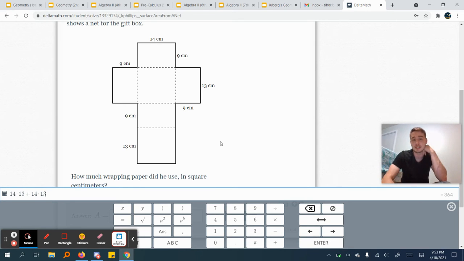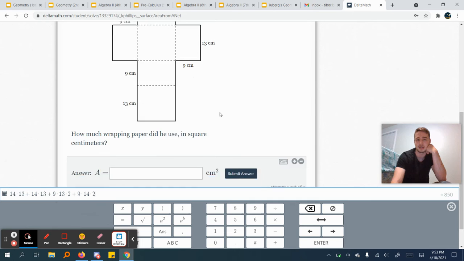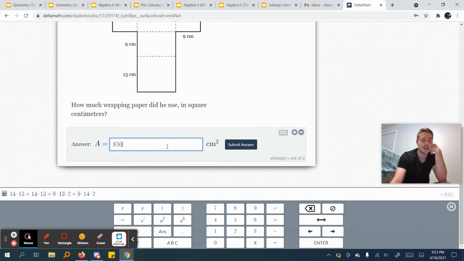Now we've got 4 pieces left over. 2 of them are going to be 9 by 14s, like this one and that one, the ones that have the red circles. 2 of them are going to be 9 by 13, like this one and that one. So we're going to do plus 9 times 13 times 2, plus 9 times 14 times 2. We get 850 square centimeters, and we're going to plug that in to our answer blank and see how that works.